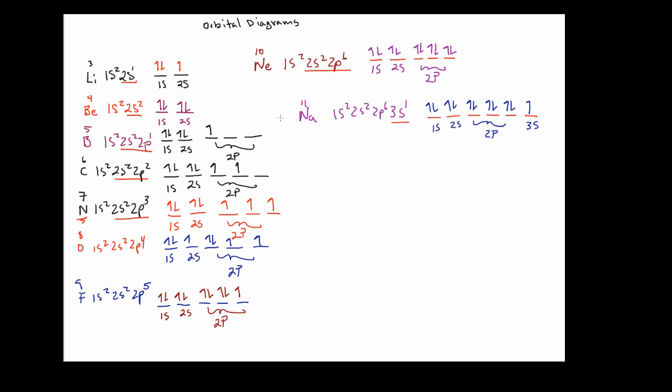All right, let's look at magnesium. 1s2, 2s2, 2p6, 3s2. So again, the orbital diagram. Get my labeling. All right, and this is what it's going to look like.